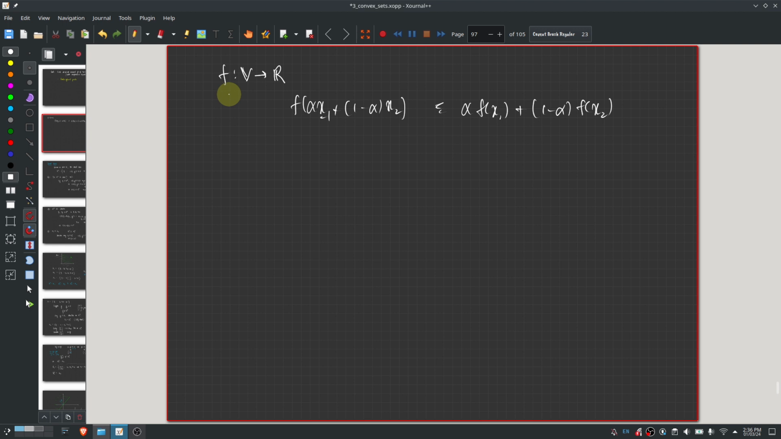Now, in general, I could consider more general functions. For example, f from V to Rm. It could be a function from Rn to Rm. Now, in this case, the standard inequality doesn't make any sense. So the question is, how do we define convexity? So we can use generalized inequalities. So with respect to some generalized inequality k, we say that f is convex.